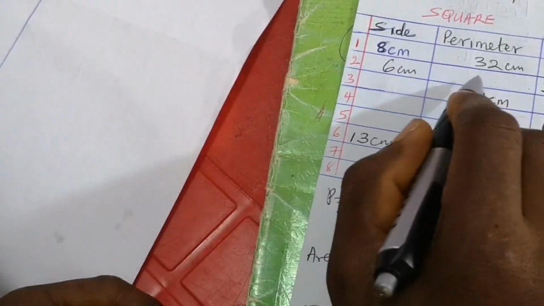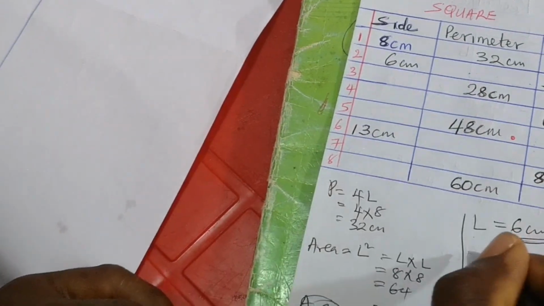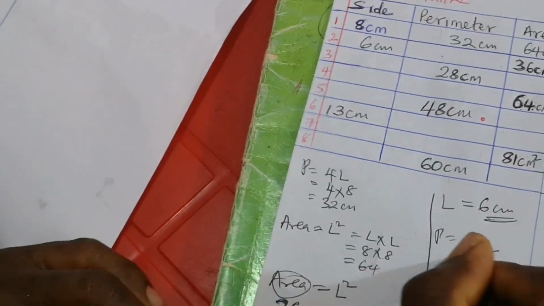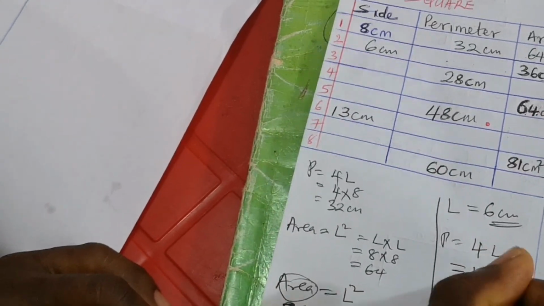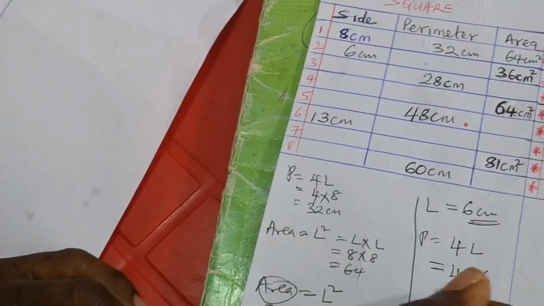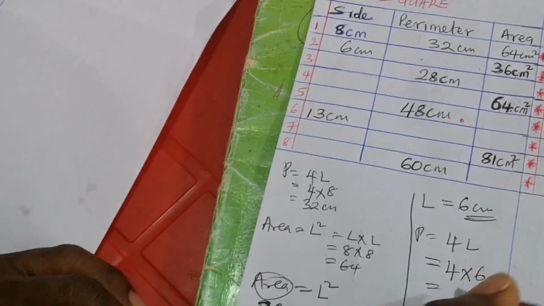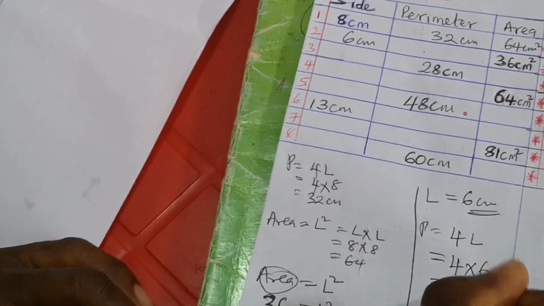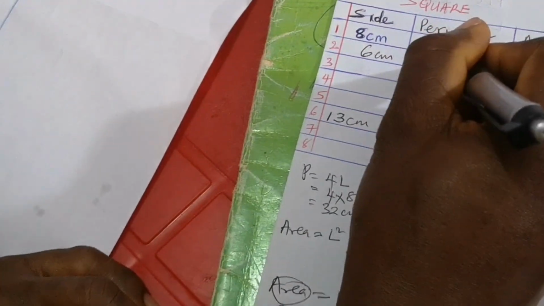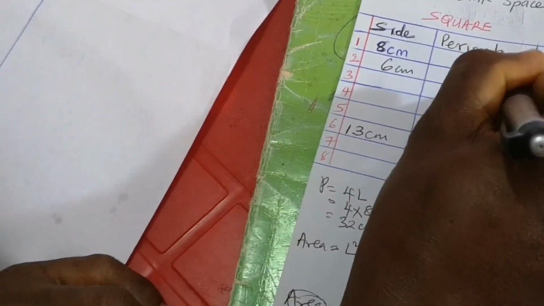Now how do we find the perimeter? Remember that the perimeter of a square is 4L, which will give us 4 times 6. Since the side is 6, 4 times 6 is 24 cm. So the perimeter is 24 cm.